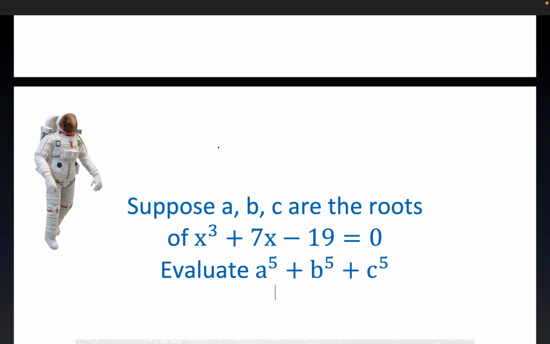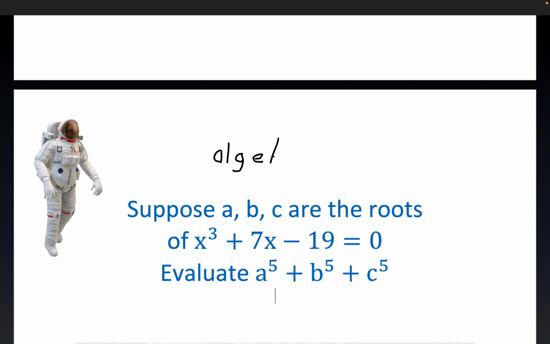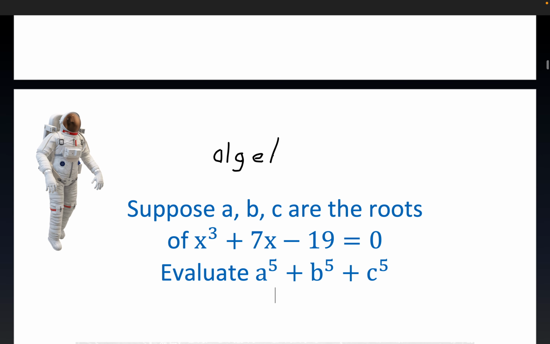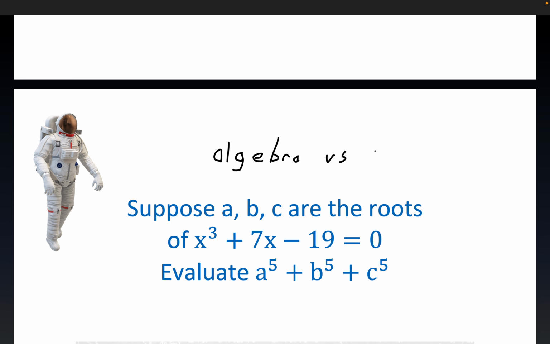Good morning, everybody. This is a nice problem in terms of balancing algebra. We can call it algebra versus computation, I guess. Now, the computational aspect of this would be to actually try to find a, b, and c in this cubic and then raise each of them to the fifth power and then sum. So this is algebra really. What I'm showing you is algebra versus, shall we call it, calculation or computation.